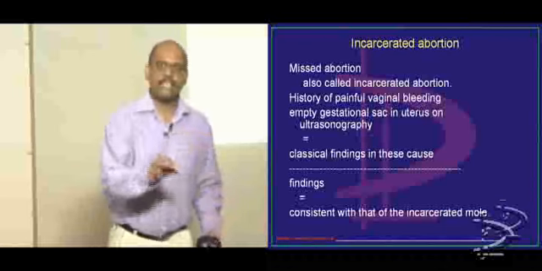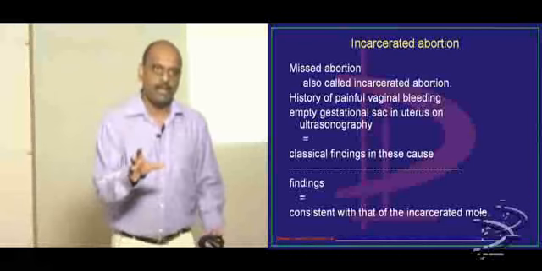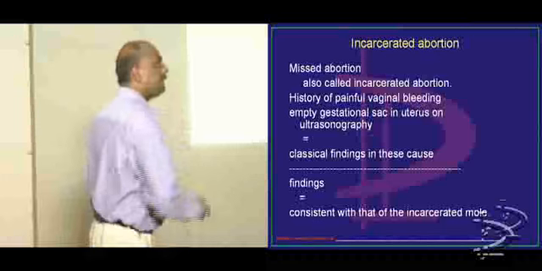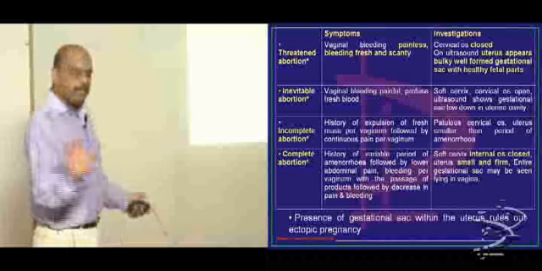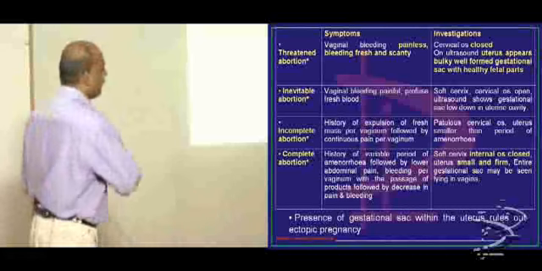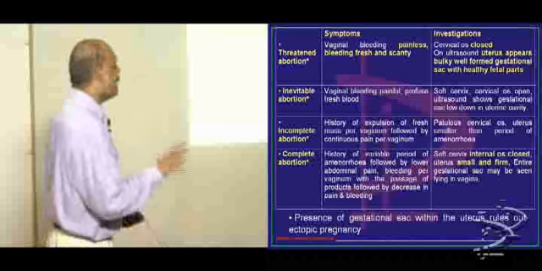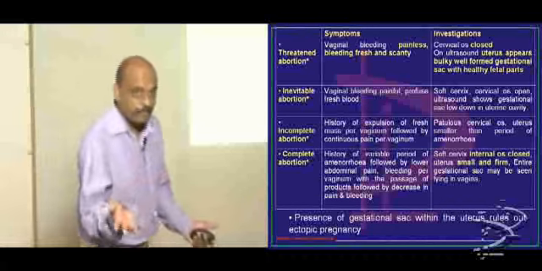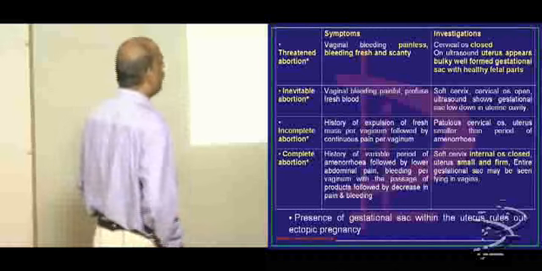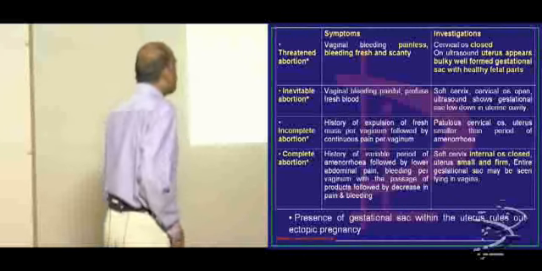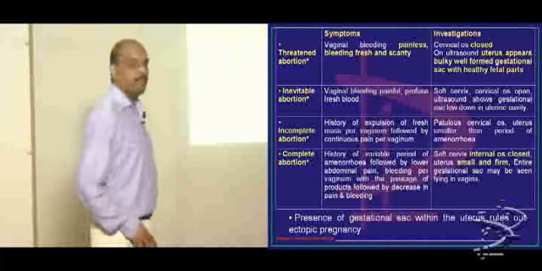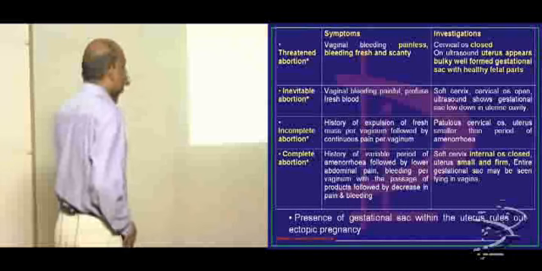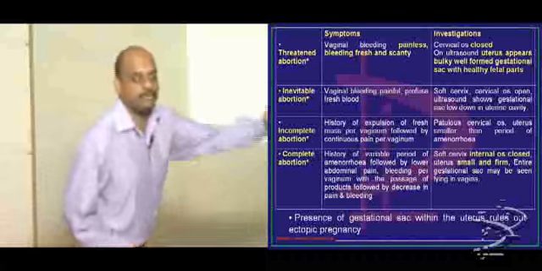Whether the cervical os is open, that is dilated, or not dilated, is a very important clue that differentiates different types of abortion. Threatened abortion: here there is a vaginal bleeding which is painless, and the bleeding is fresh and scanty. But it is still called threatened. What is threatened about threatened abortion? Cervical os is closed. And on ultrasound, the uterus appears very bulky, a well-formed gestational sac will be there, and healthy fetal parts will be there. Os is still closed and there is a vaginal bleeding which is painless. That is the definition of the threatened abortion.